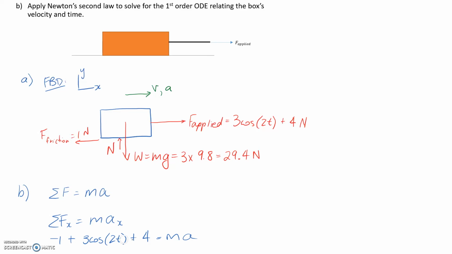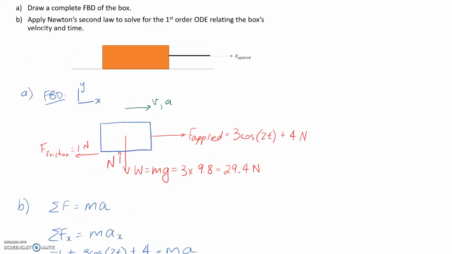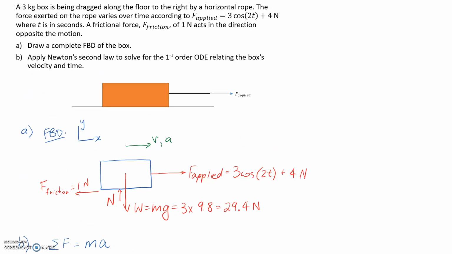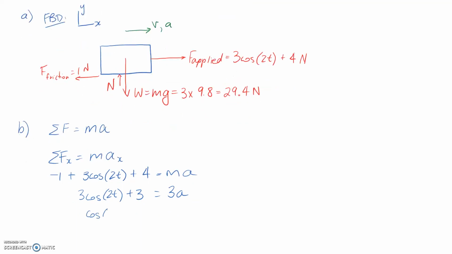So I should be able to simplify this a little bit on the left hand side. The -1 and the 4 can go together to make 3. And at this point I'm going to sub in the mass. We were told that it's a 3 kilogram box, so we can pop this in as 3 and a for the acceleration in the x direction. One more thing I can do is divide everything by 3, which will make my equation a little bit nicer.